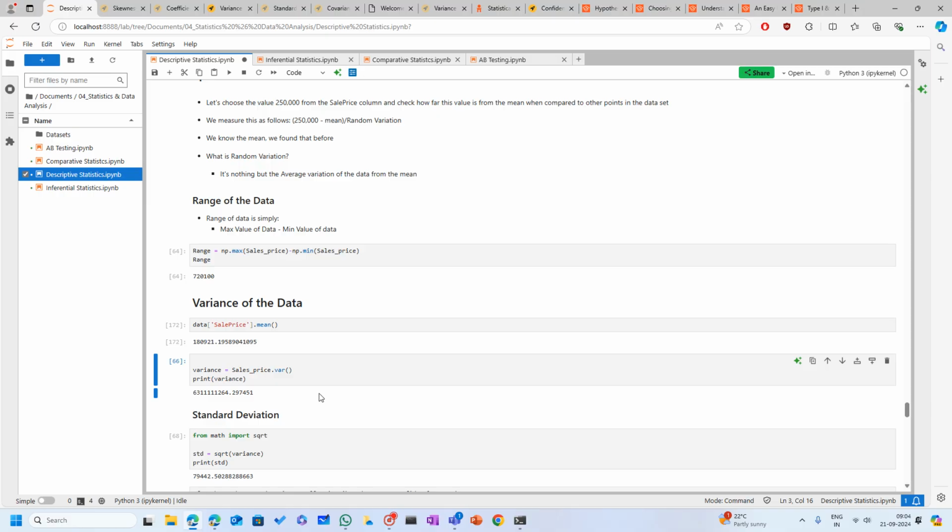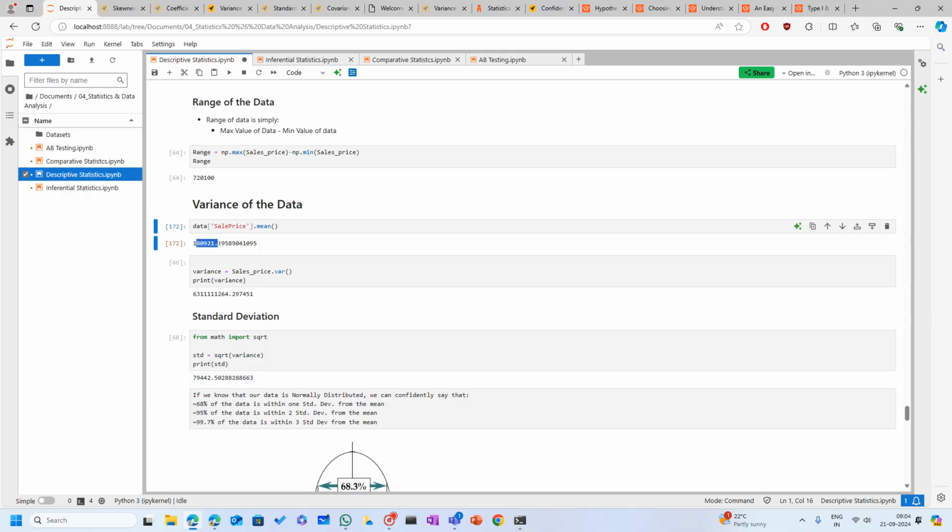It is 1,80,921, actually. So on average, the house is selling for 1,80,921, and the standard deviation is 79,442. That means if you take any point randomly, on average it will differ from the mean by roughly $80,000. For individual points it could be different, but on average it is roughly $80,000.